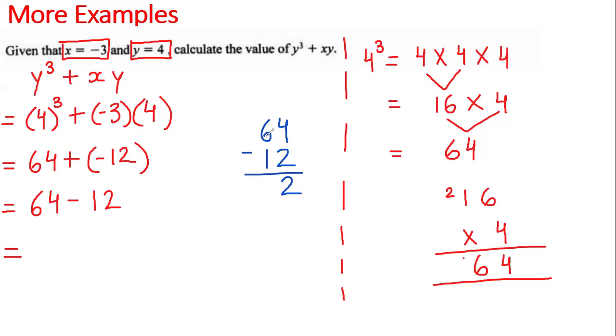2. Then 6 minus 1 is 5. So the answer is what? 52. Very good. 52. Let me know if y'all understand how I got this, please.